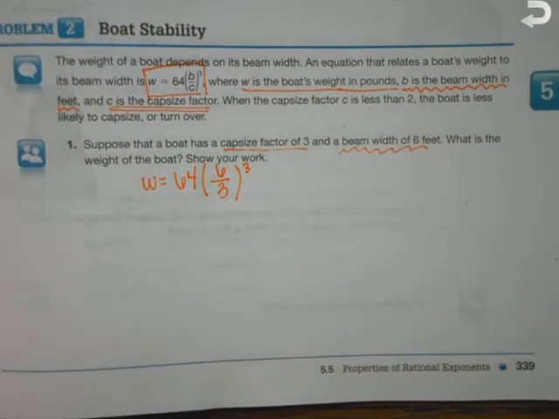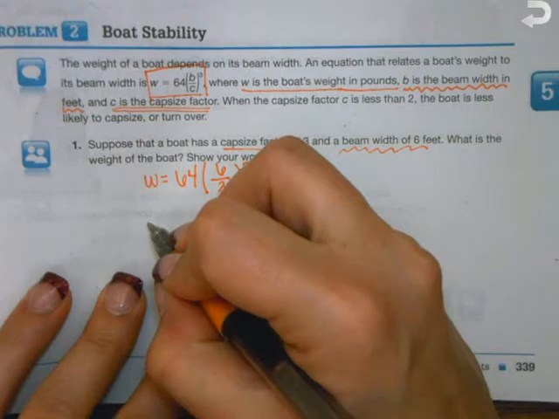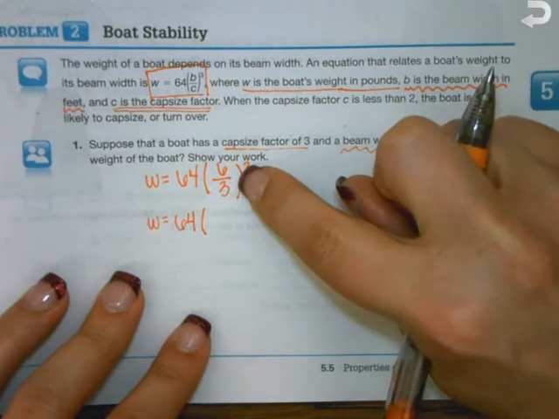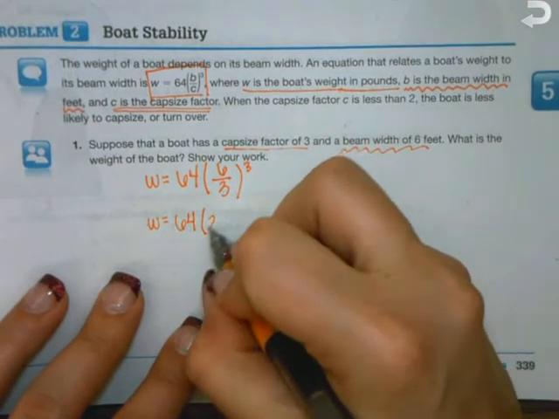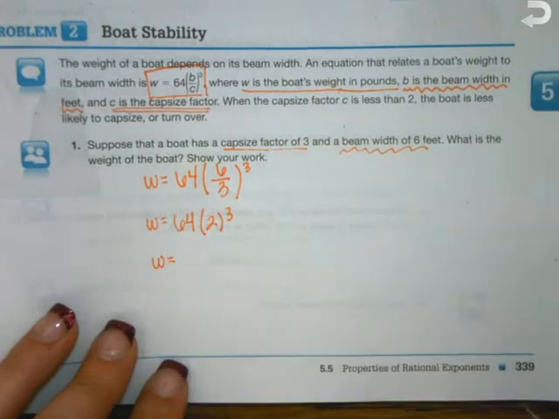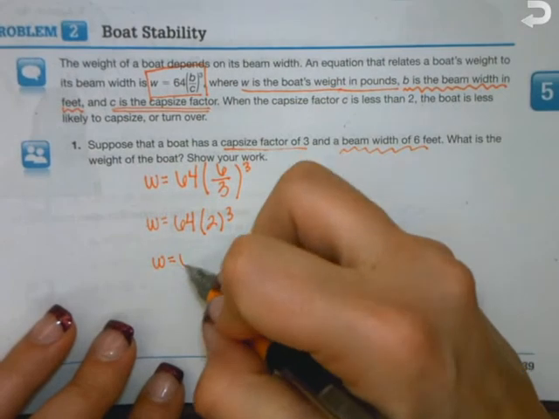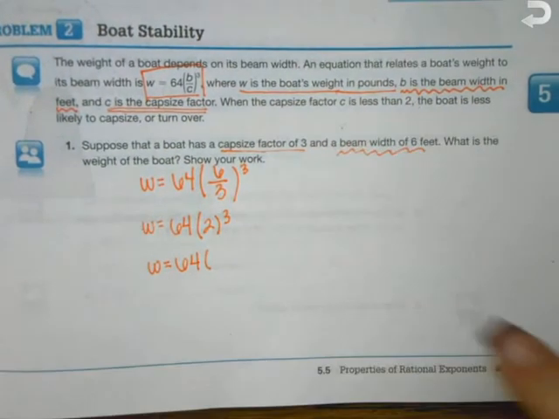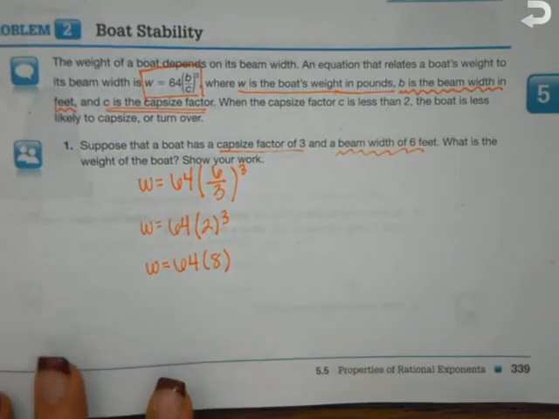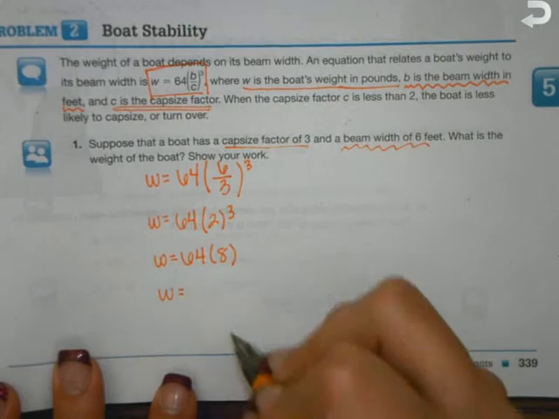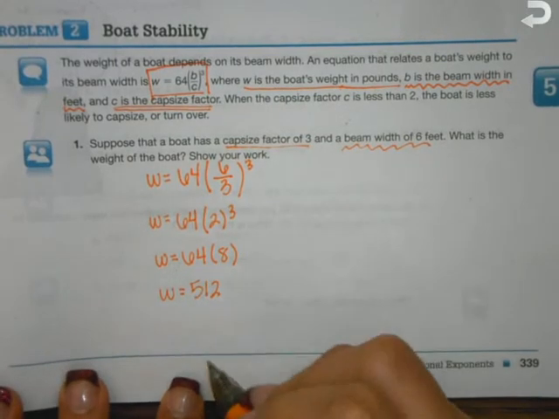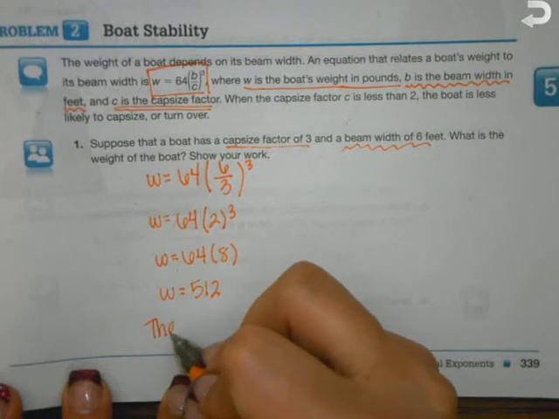Okay, order of operations tells us that we do what first? Parentheses. So this is 64 times what? 2 to the third power. And then after parentheses, what do we do? Exponent. So this is 64 times, what's 2 to the third, guys? 8. So our weight is what? 64 times 8 gives me 512. So the boat weighs 512 pounds.